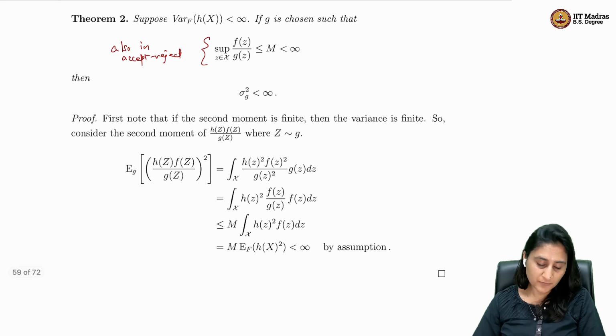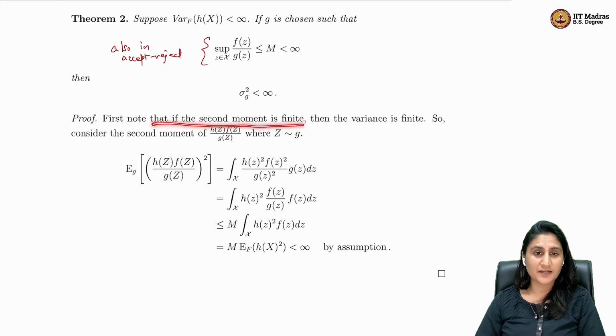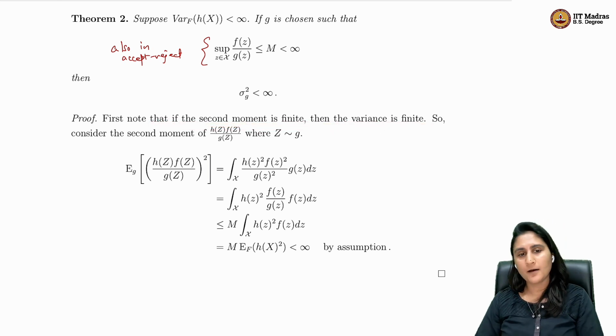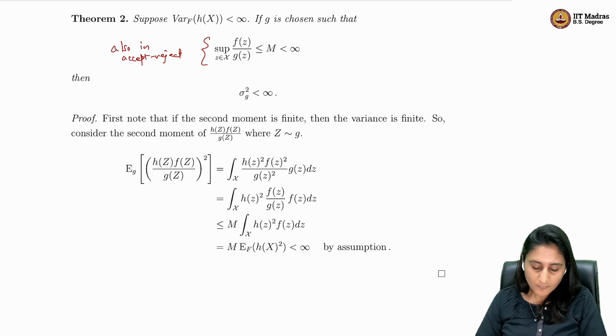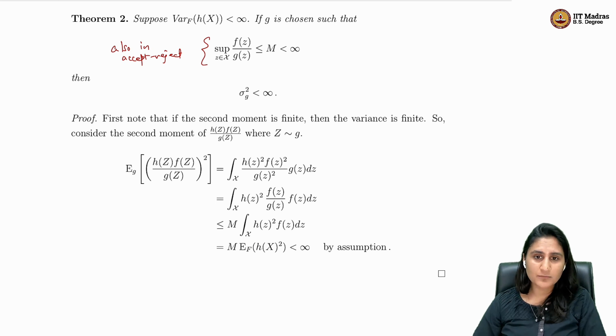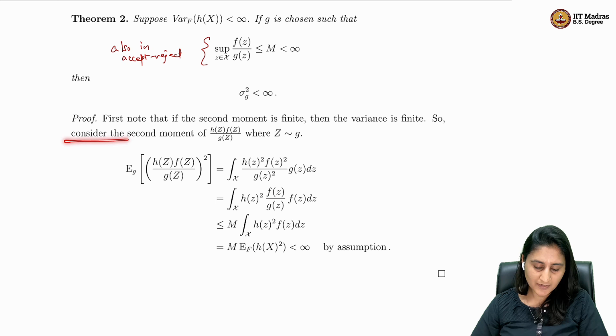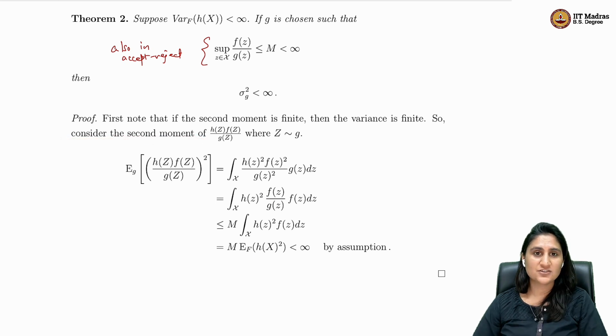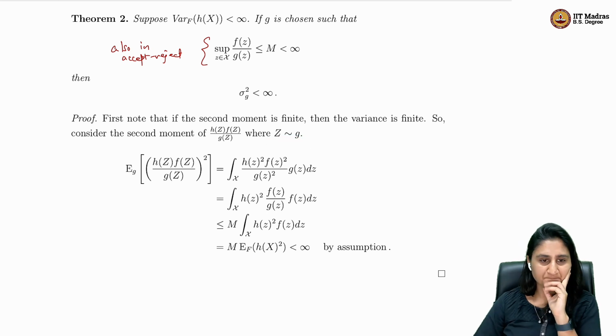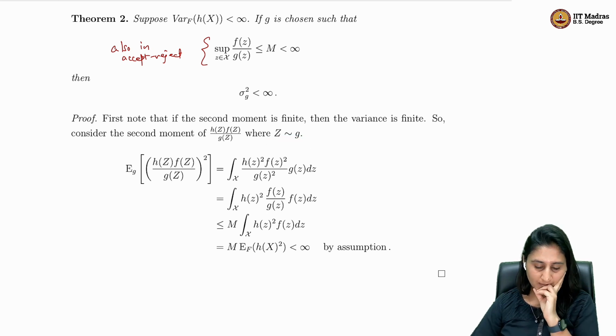So first we note that if the second moment is finite, then the variance is finite, because the variance is nothing but the second moment minus the square of the first moment, right? And so if the second moment is finite, that's all I need. So consider the second moment of h(Z)f(Z)/g(Z), where Z is from g.